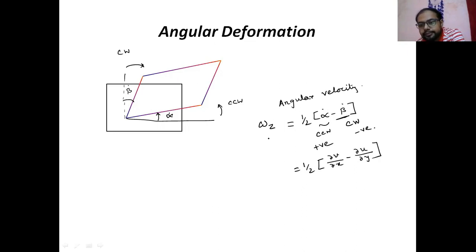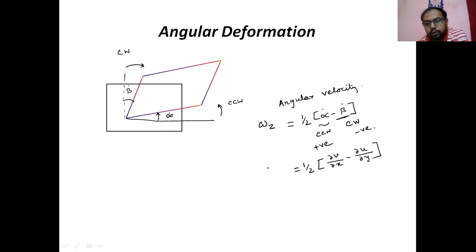That's the omega. This way we can write it down in this kind of equation. So this is about angular velocity. Angular velocity, we have defined as the mean of the rate of angular deformation. You have to consider the sign convention here. So about the z axis.